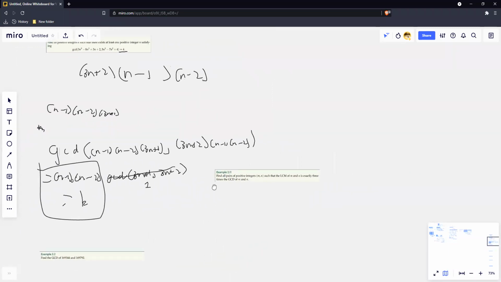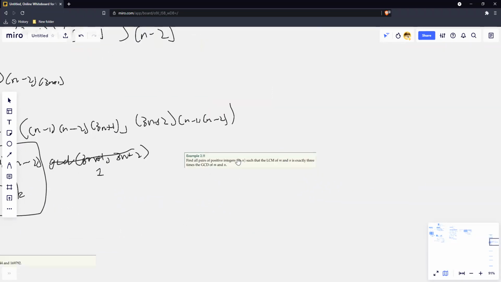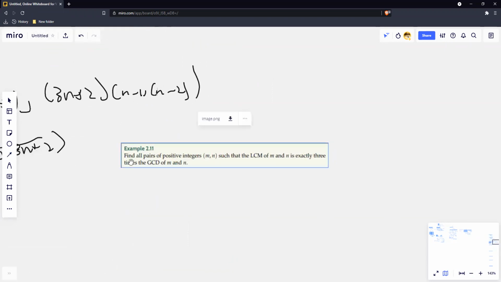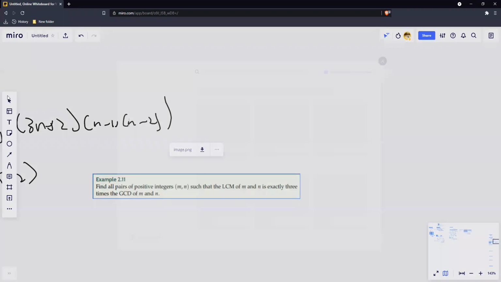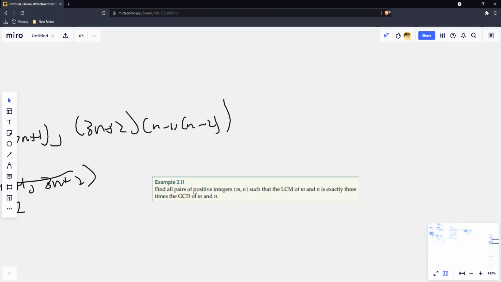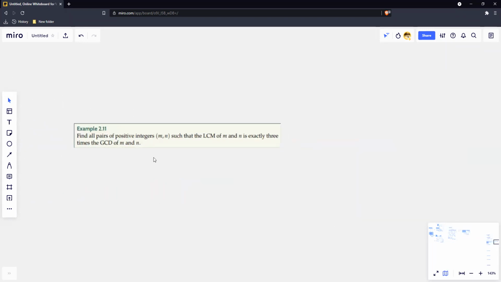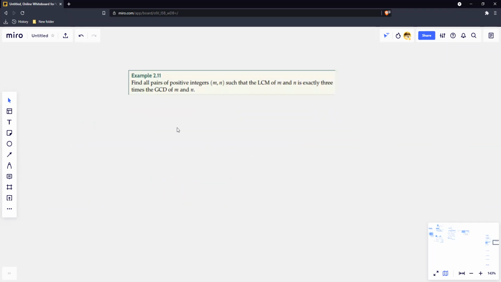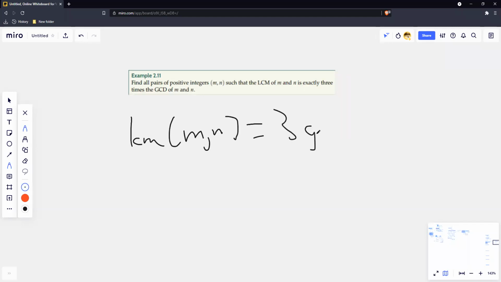Okay, what's next? Okay, find all pairs of positive integers m, n such that the LCM of m, n is equal to 3 times the GCD of m, n.